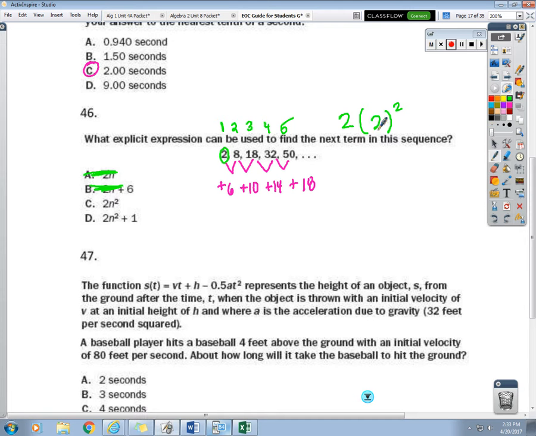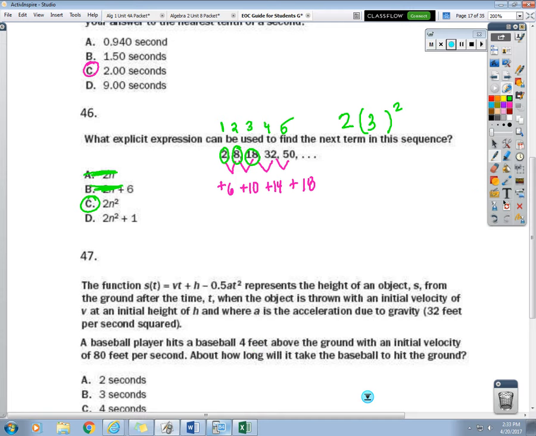When you plug in 2 for second term, what number is created? 8, which is the second term. Then when you plug in 3 for third term, what number does that create? So see how when you plug in the number term, it is creating that term with this expression? So that's the right expression. Does that make sense?